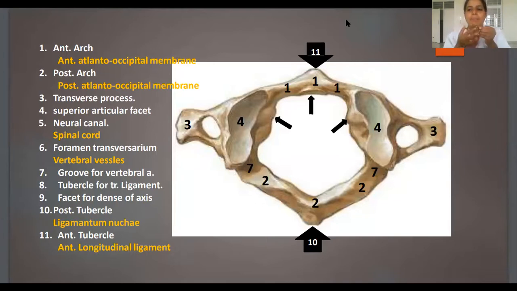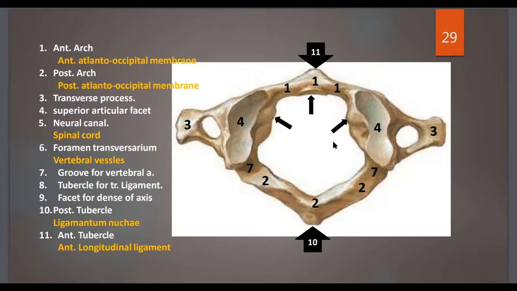So this is the posterior arch. This is all posterior arch. You have the spinous process. These are the tubercles on the medial aspect of the lateral masses for the attachment of the transverse ligament. This is the facet for dens. You can see, this is the facet for dens, this one. So that is all about atlas.